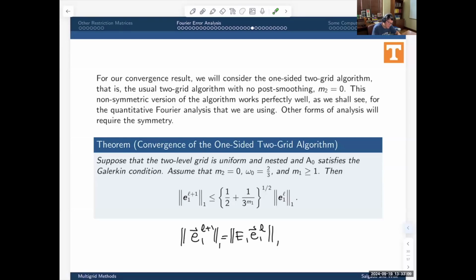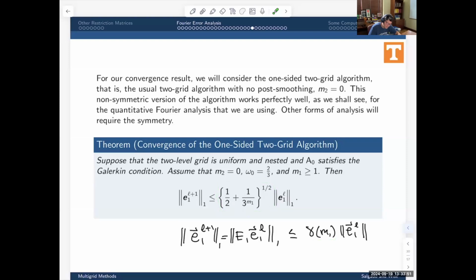So what we're going to show is that this is less than or equal to some prefactor, which I'm going to call gamma M1, which is completely independent of H, times E1L. So what this shows is if I can prove that this prefactor is always less than 1, then I'm going to get a contraction. Well, that's exactly what I'm going to prove. I'm going to show that this prefactor, which is just this guy here, is always less than 1.